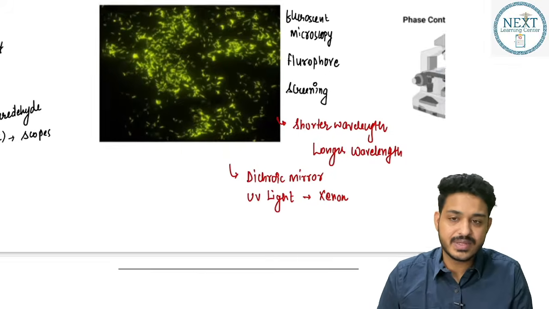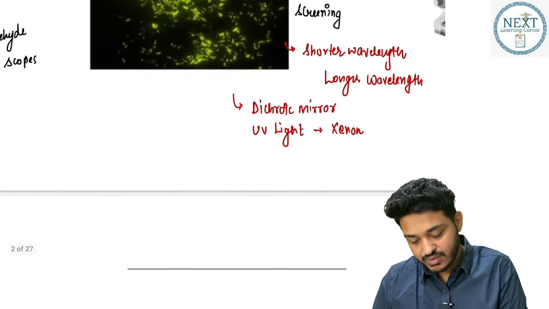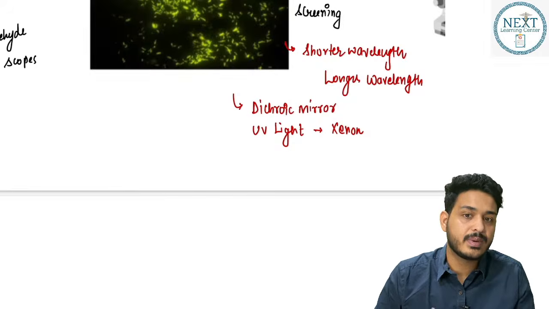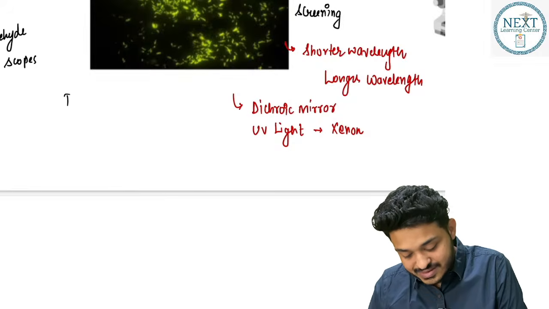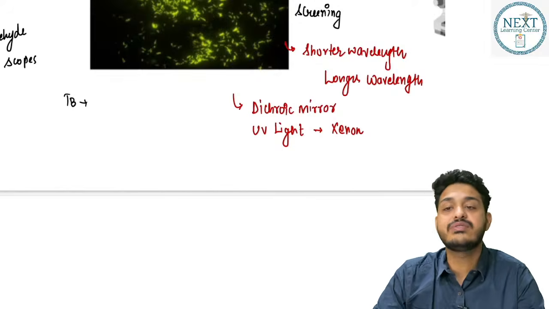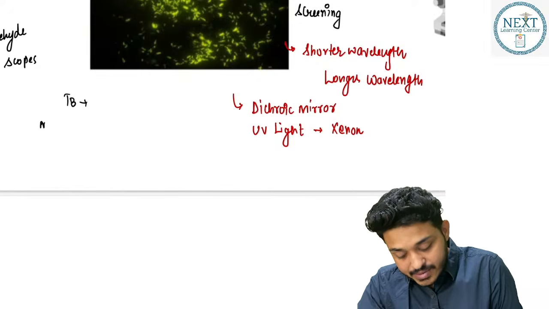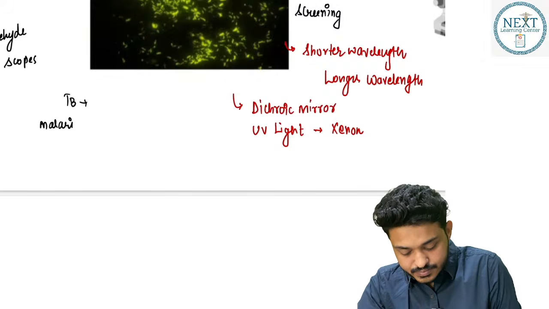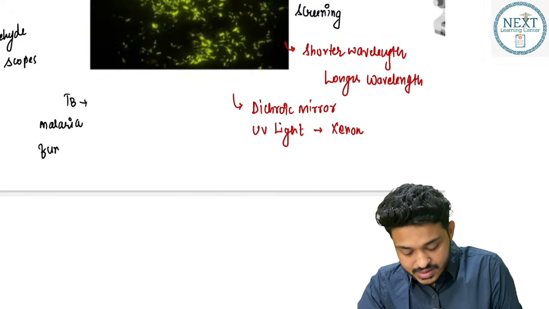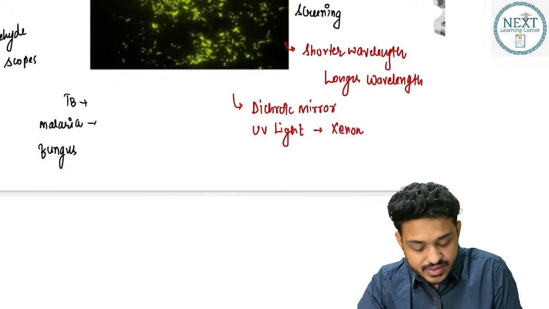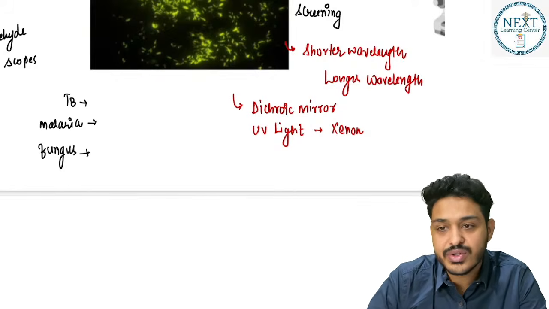Some common examples they are asking you: what kind of dye we are using for what particular purpose? For example, if they are asking about TB, what is the name of the dye for TB? Try to answer. For malaria, beta, and to identify your fungus, what are the dyes we are using? For TB, the dye that we are using is going to be what?